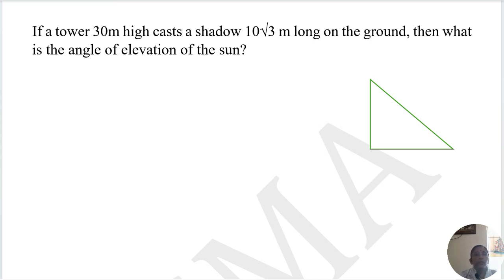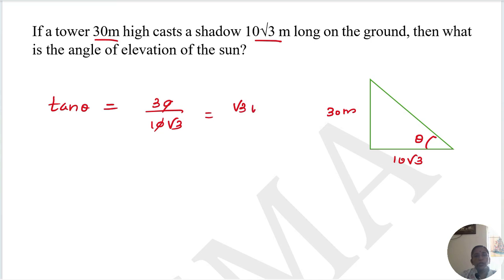If a tower 30-meter high casts a shadow of 10 root 3 meter long on the ground, then what is the angle of elevation of the sun? So this is asked. Opposite and adjacent are involved in the question. So tan theta is equal to 30 divided by 10 root 3. So this will cancel: root 3 into root 3, and divide by root 3. So tan theta is equal to root 3. So theta will be equal to 60 degrees.